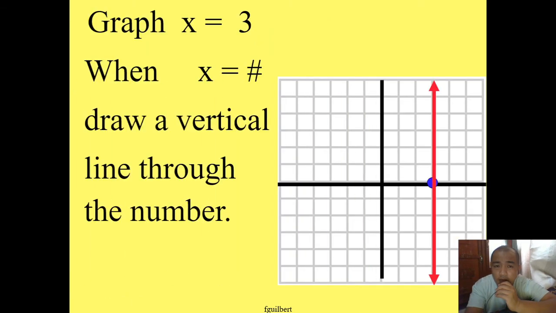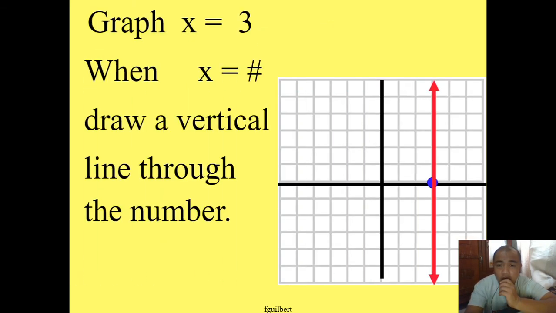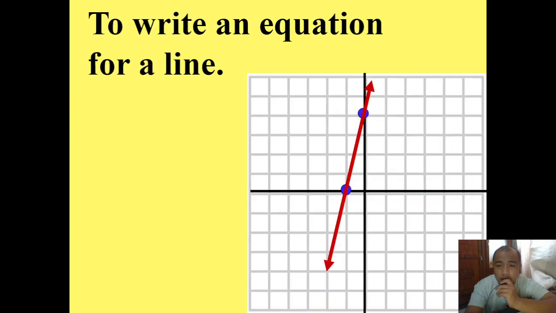So how do we graph this? Yes, when x is equal to a number, draw a vertical line through the number. So x equals 3, locate 3 on the x-axis and just draw a vertical line through that point, right? X equals 3. And vertical lines always have an undefined slope. So that's why the answer here is no, right? So x equals 3 is a vertical line.